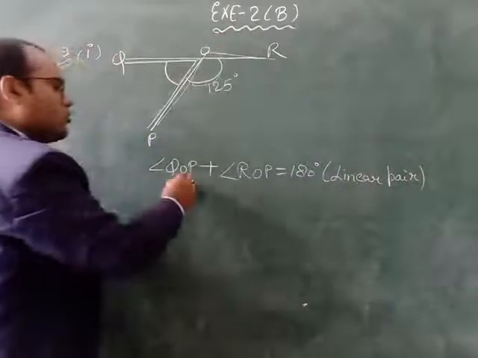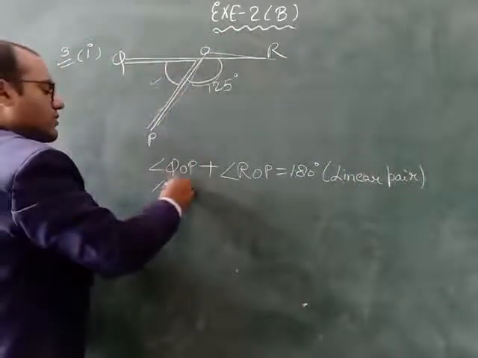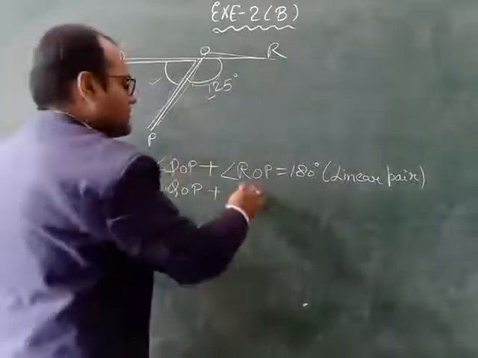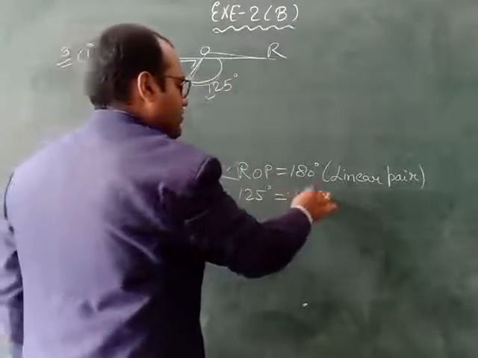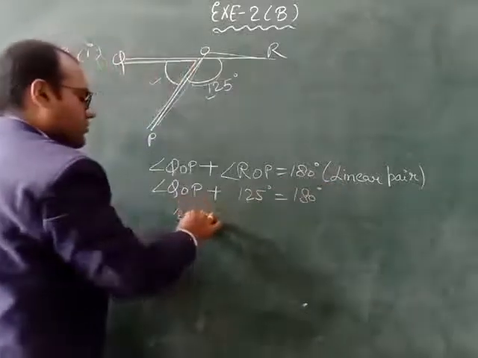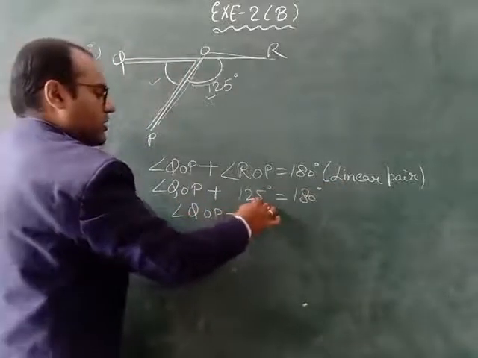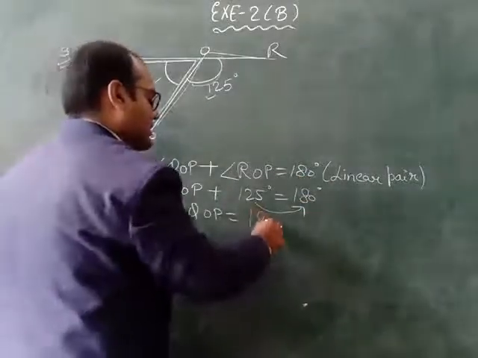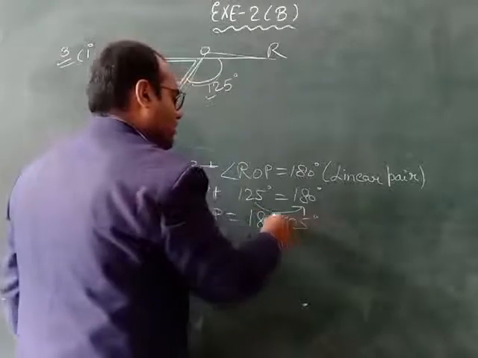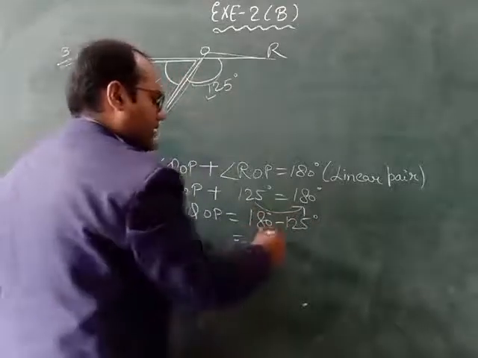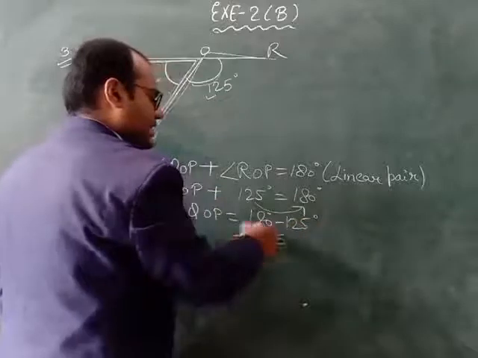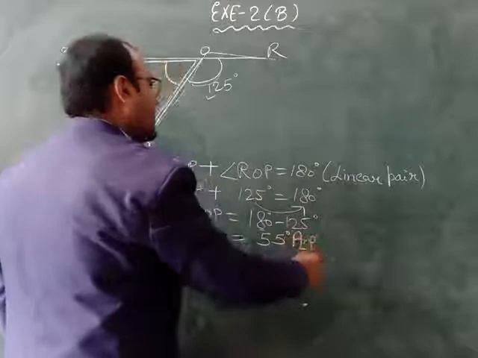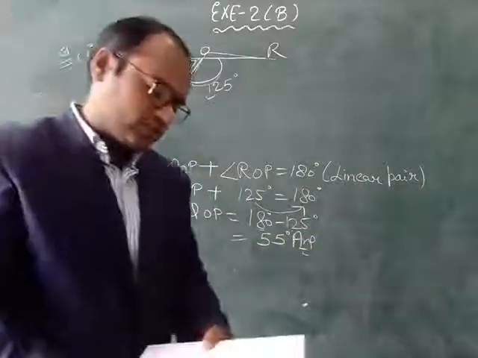Now QOP we don't know, so we will write it as it is, plus ROP, which we know. The value of ROP is 125 degrees, equal to 180 degrees. Now 125 will go to the right side, so it will become minus. So 180 minus 125. On solving it, we will get 10 minus 5, 5. 17 minus 12 will be 5. So 55 degrees is the answer of question number 3, first part.